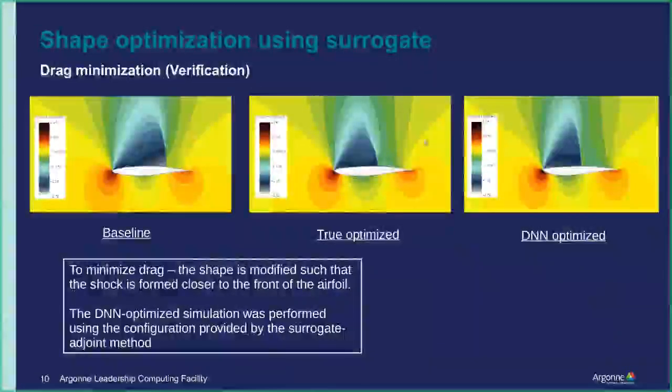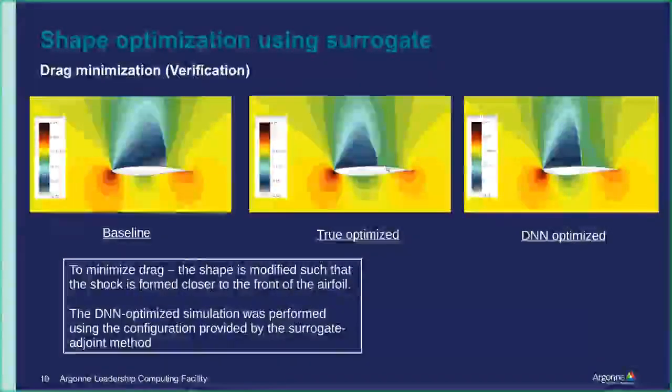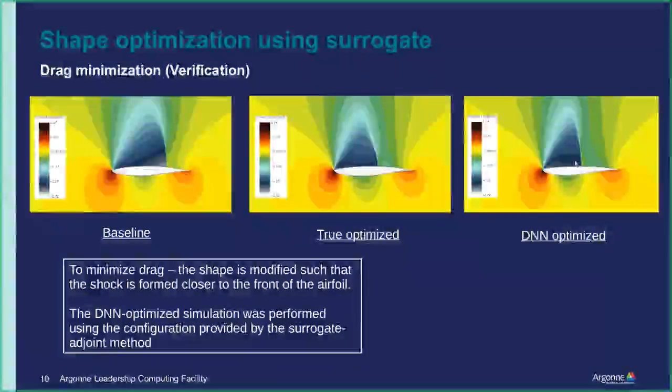And this is kind of like a visual confirmation of the same. So if you have a baseline, by baseline, I mean it's the center of the hyperrectangle, a naive selection of parameters. You see the location of the shock. And when you optimize, for example, in the true case, the shock moves towards the front of the airfoil. And that is what the DNN is also able to mimic to a certain extent, right? So this is good so far.